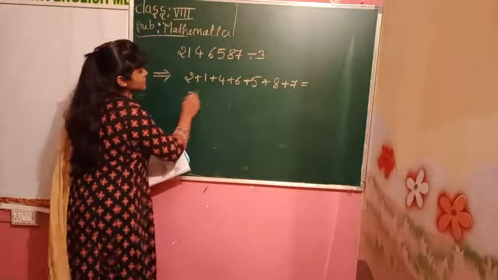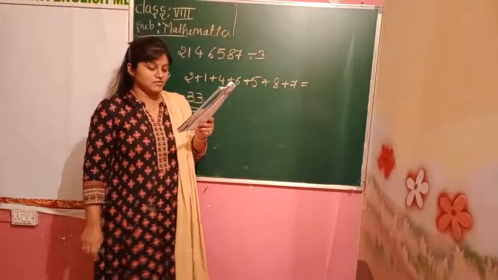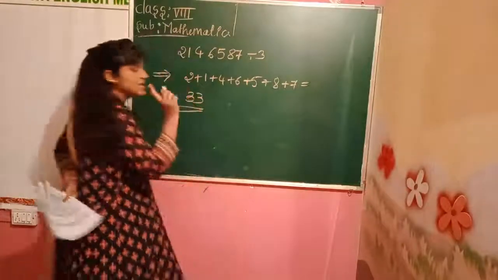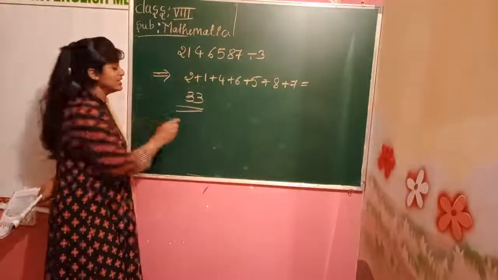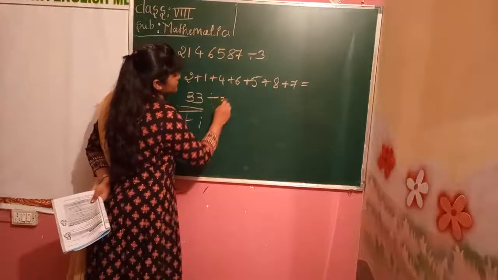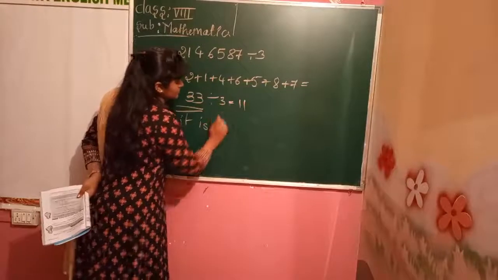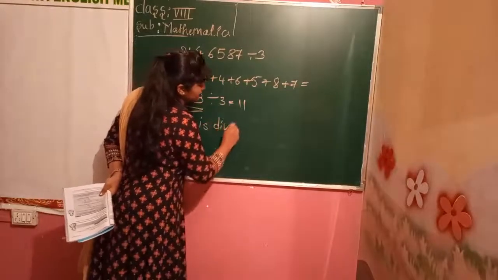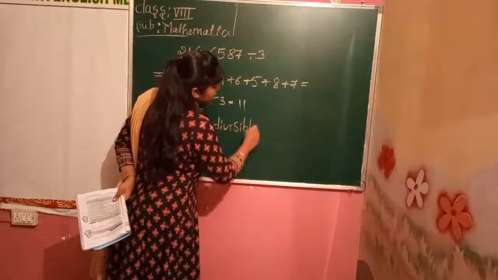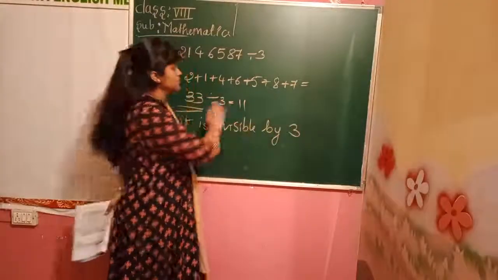We got 33. Now whether 33 is divisible by 3 or not, we have to check. 3 elevens are how much? 33. So yes, it is divisible by 3.